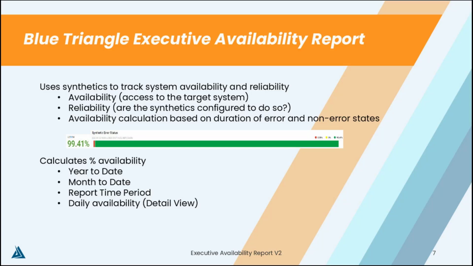We have our original version of the report, version 1, which calculates year-to-date, month-to-date, as well as a 7-day availability. Version 2, which we're covering today, expands on the time frame along with some additional enhancements. So with that, I'll hand off to Kirsten to showcase the Executive Availability Report version 2.